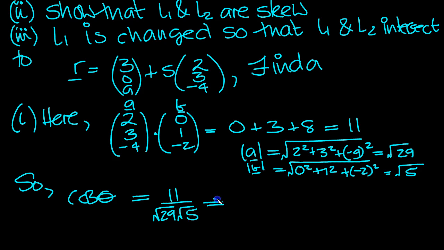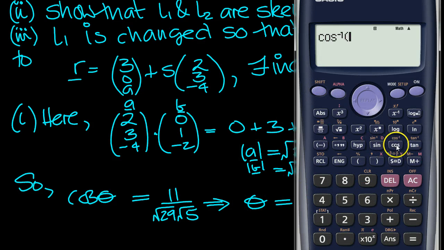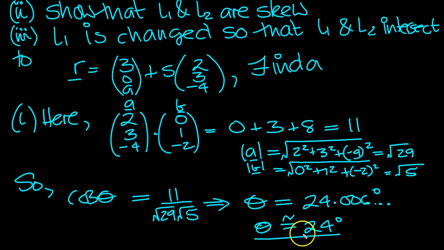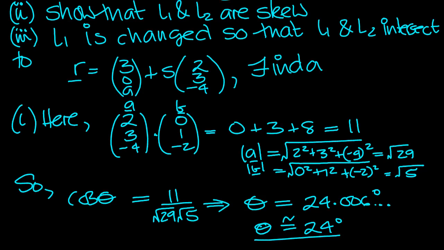So we need to tap this into a calculator. We'll use degrees mode. So, shift cos. We're in degrees mode, 11 divided by bracket, the square root of 29 times the square root of 5, close that bracket and close the cosine bracket, equals 24.006 degrees, which equals 24 degrees approximately. So theta is 24 degrees. So that's the angle between the two lines.